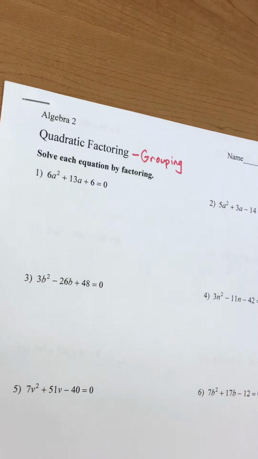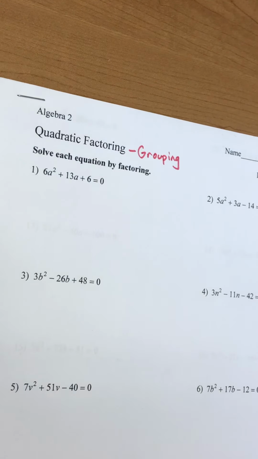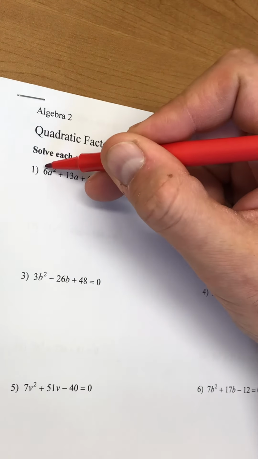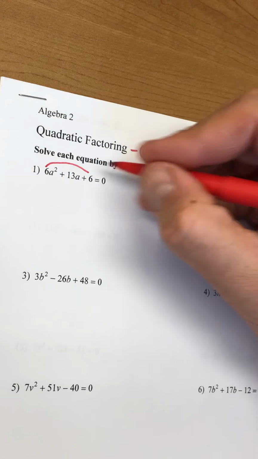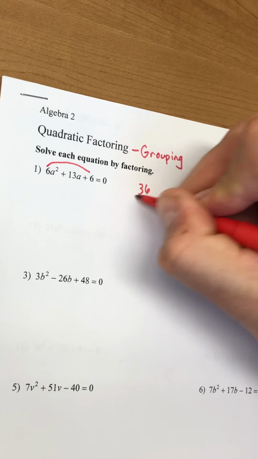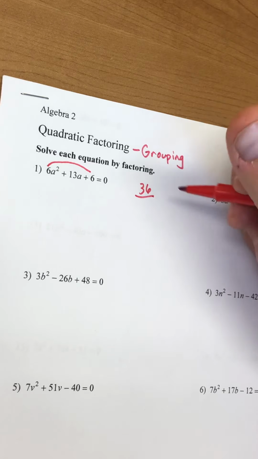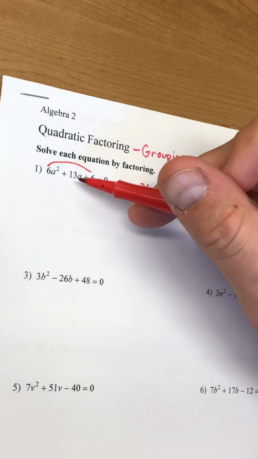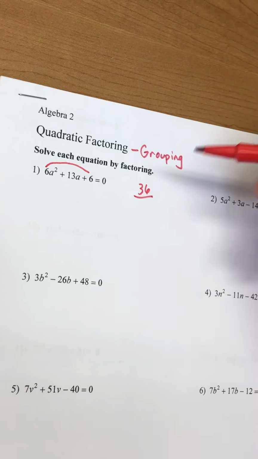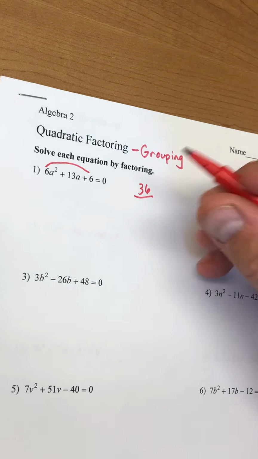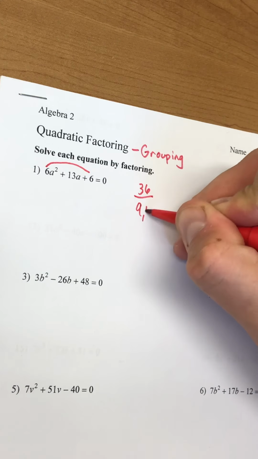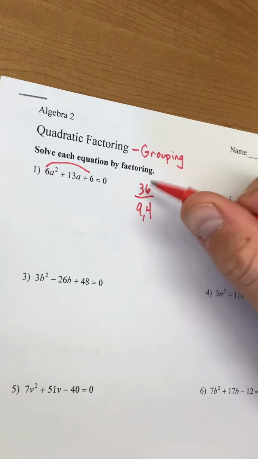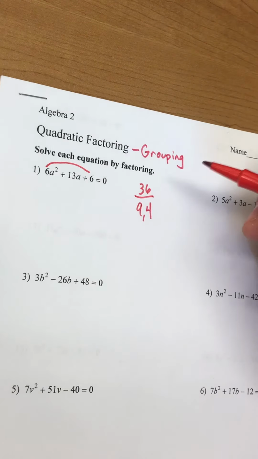6a squared plus 13a plus 6. So here's what we do now. We're going to do this like our other problems. We do 6 times 6, and that's 36. And we have to find factors that go into 36 that also add to 13. So to kind of shorten this deal, I know that 9 times 4 is 36 and also adds to 13.